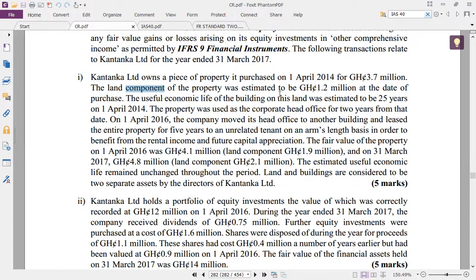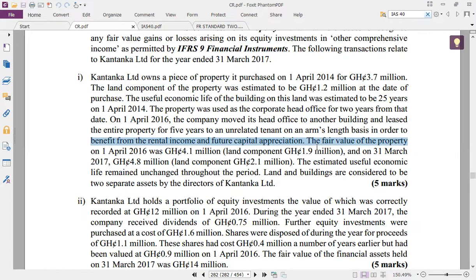From that date, on 1st April 2016, something happened. The company moved its head office to another building and leased the entire property for 5 years to an unrelated tenant on an arm's length basis in order to benefit from the rental income and future capital appreciation. Wow, I like this examiner. The fair value of the property on 1st April 2016 was 4.1 million. The land component is 1.9.